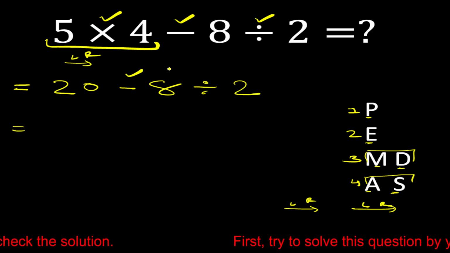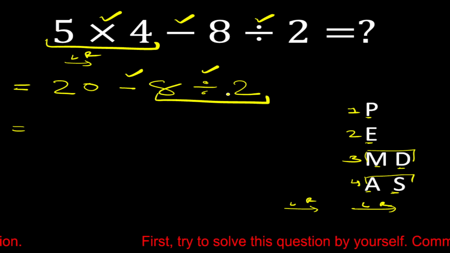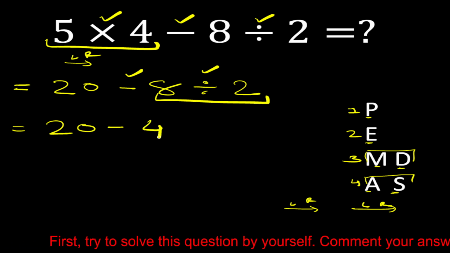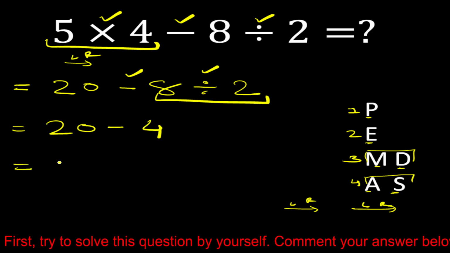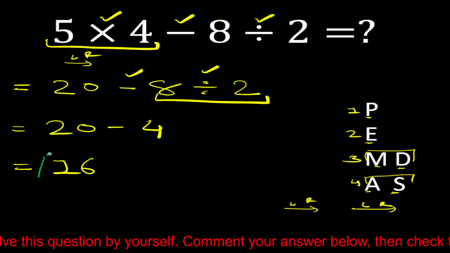Now here we have one subtraction and one division. According to the PEMDAS rule, first we have to solve this division. So 20 minus, now 8 divide 2 is equal to 4. So now 20 minus 4 is equal to 16. So the correct answer is 16.